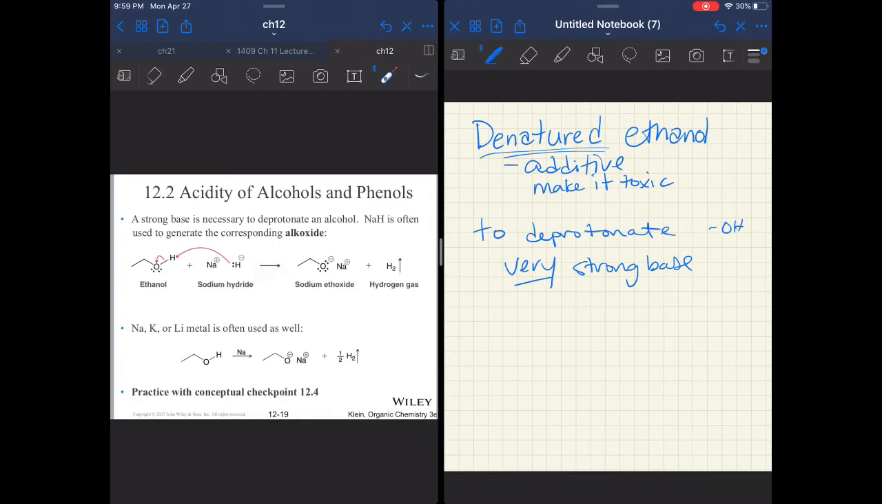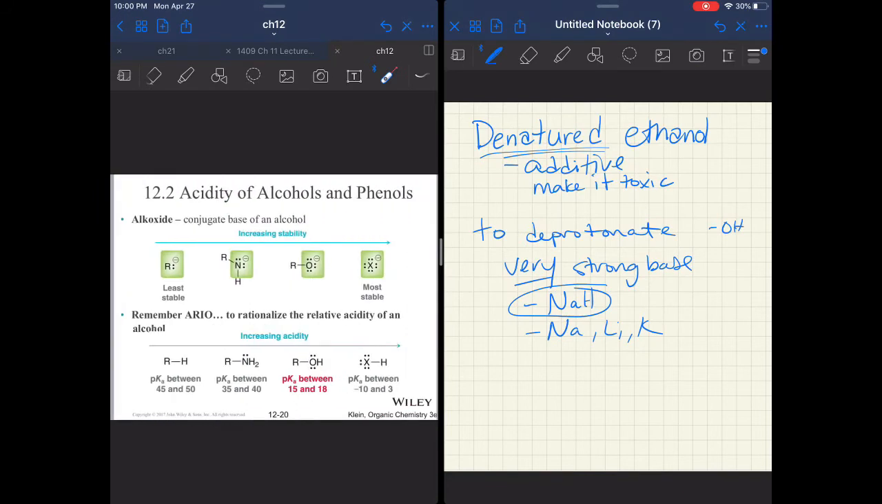So if you want to really deprotonate an alcohol, NaH is a good choice. One of the reasons is hydride's a very strong base, but it also keeps you from going in the reverse direction, because once it reacts, you make H2 and it leaves as a gas. And if you take product out, you're not going to go in the reverse direction towards starting materials. You can also use an alkali metal like sodium, lithium, or potassium. That also works. What you'll see from me most frequently is NaH.